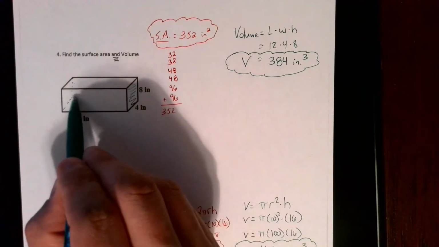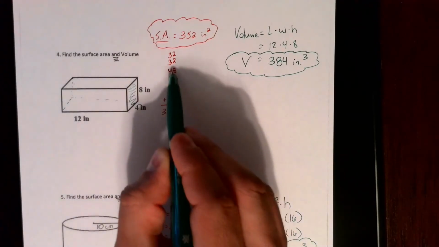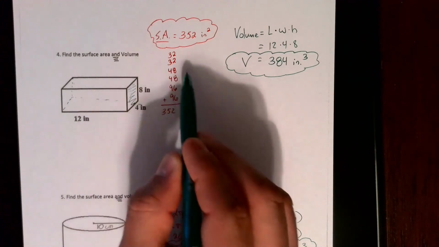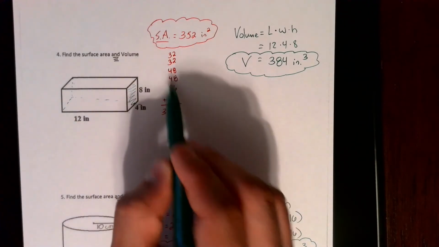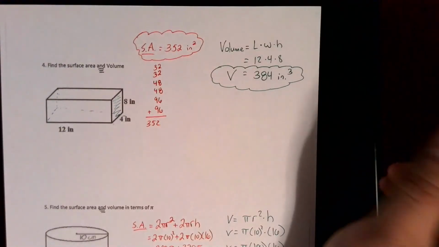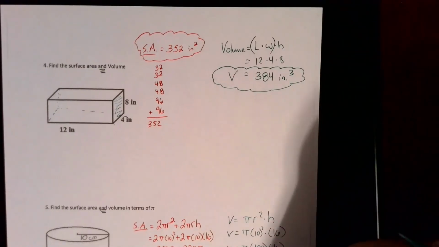The bottom and the top would each be 12 by 4, which is 48. And the front and the back would be 12 by 8, which is 12 times 8, 96. So adding up all those sides. Volume, length times width times height, boom. And this, remember, this is the same as the area of the base times the height. If you put parentheses around it, it would be the same exact thing as the area of the base times the height.